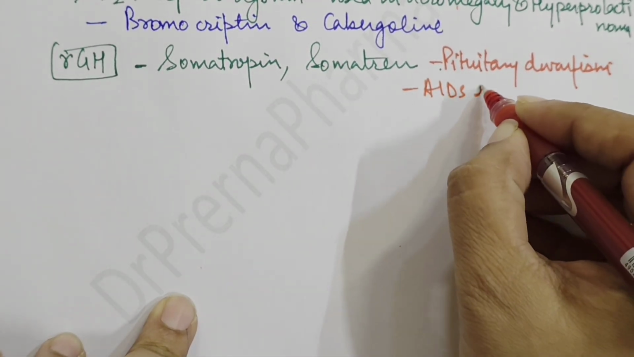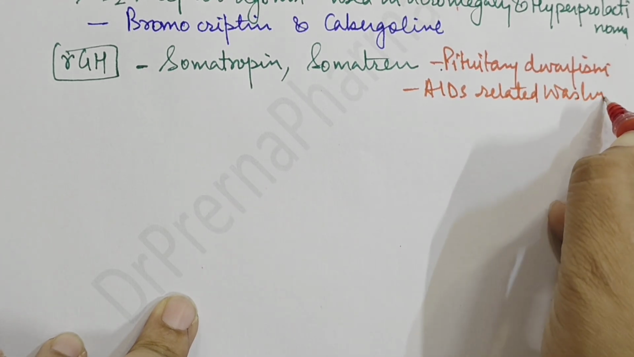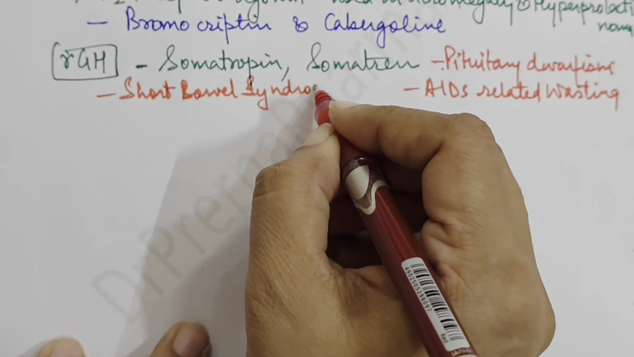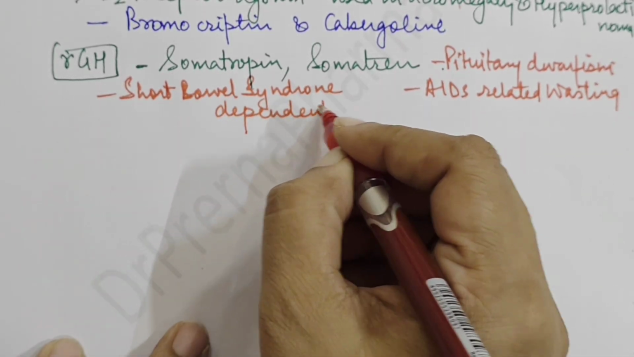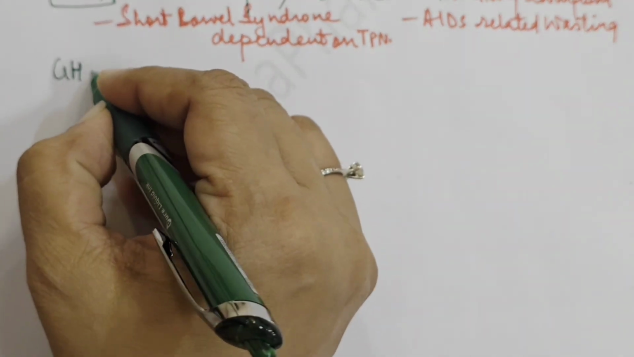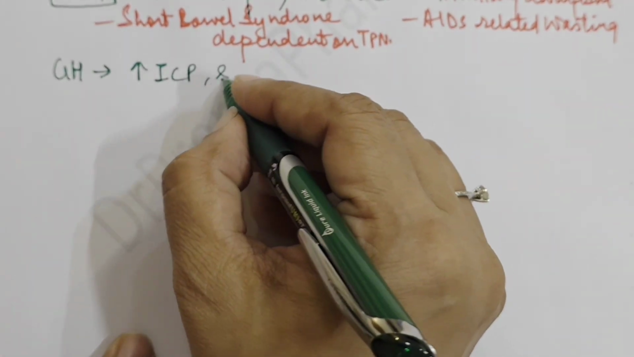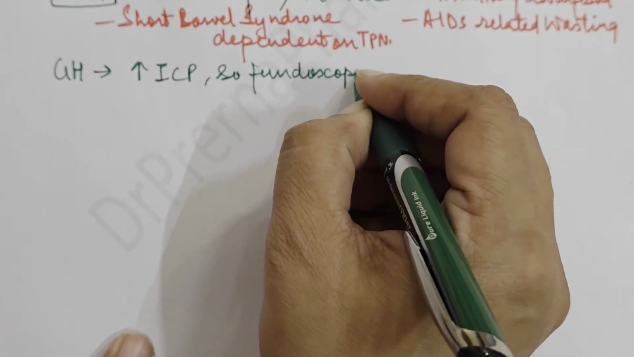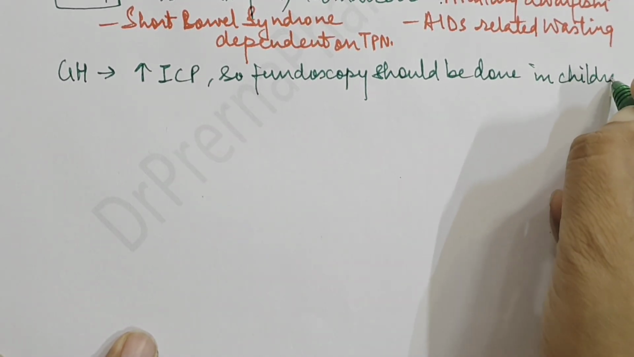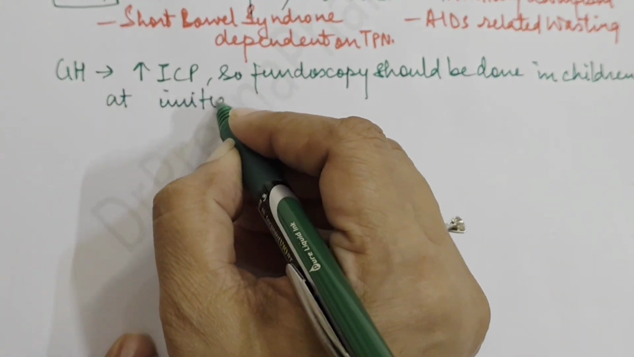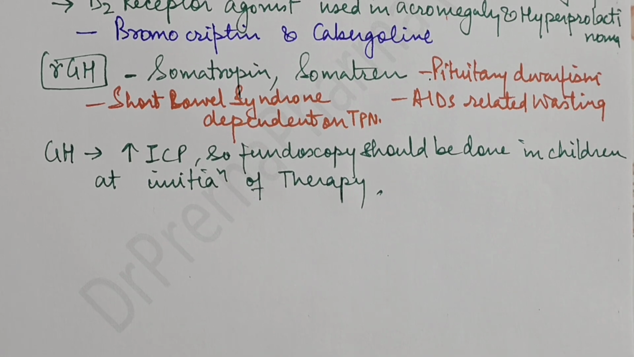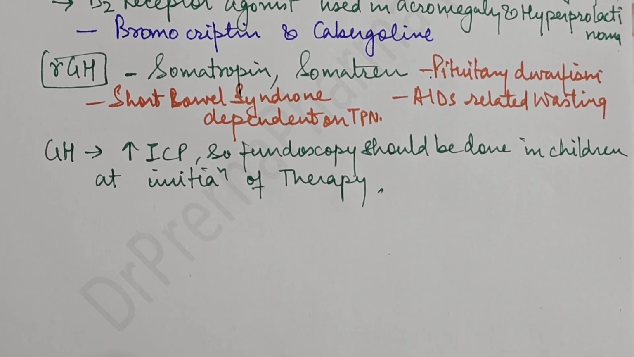It is also used in AIDS related wasting, right? And also used in short bowel syndrome, which is dependent on TPN. Okay. Then next, growth hormone can increase the intracranial pressure. So fundoscopy should be done in children at initiation of therapy. When you are starting the therapy, because it has a tendency to increase the intracranial pressure, fundoscopy should always be done to rule out any problem intracranially, right?